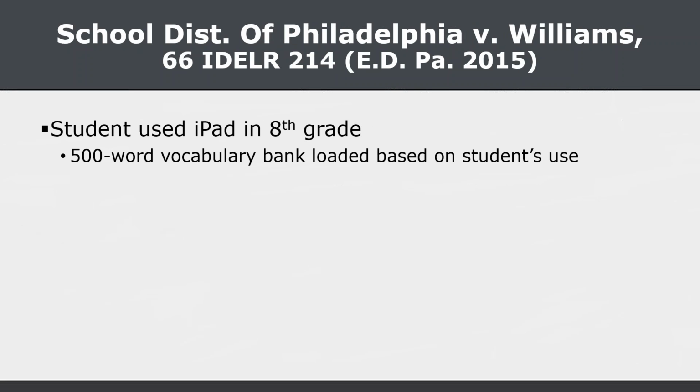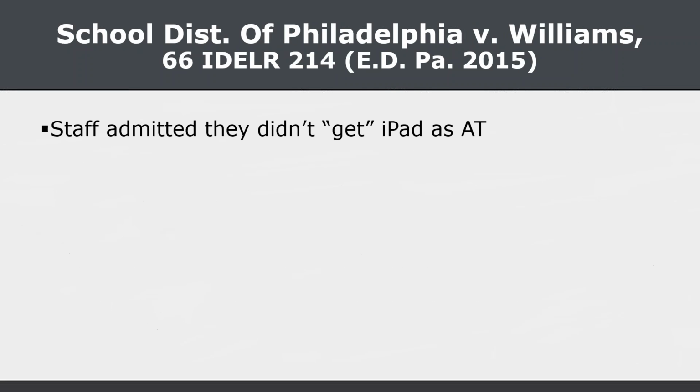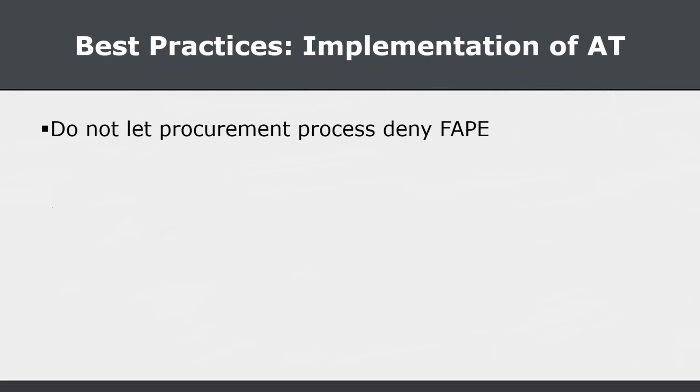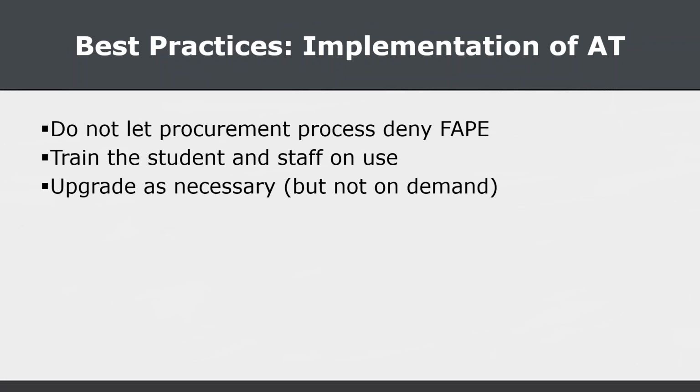I'm going to skip this one and this one. I think you can read these on your own and see kind of what the facts are. So here's my suggestions for best practices. Don't let your procurement process deny the kid's FAPE. You got to train up the student and the staff, upgrade as necessary, and then document your implementation.